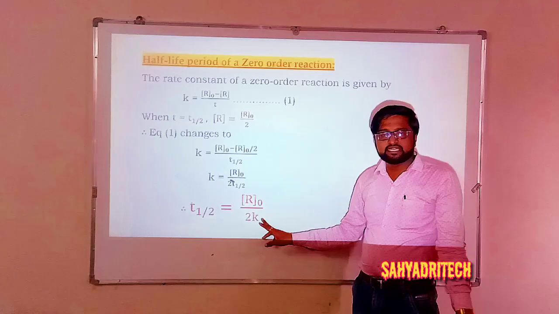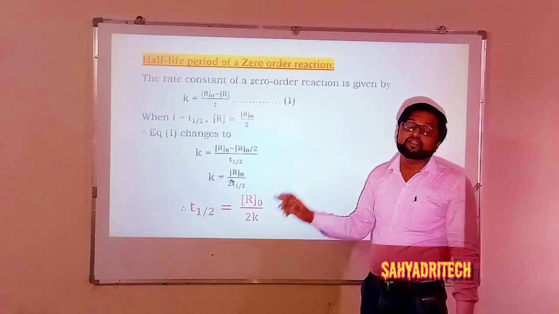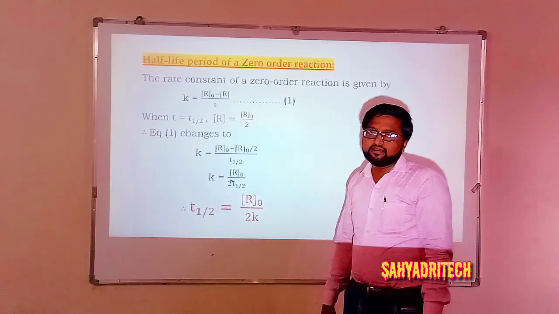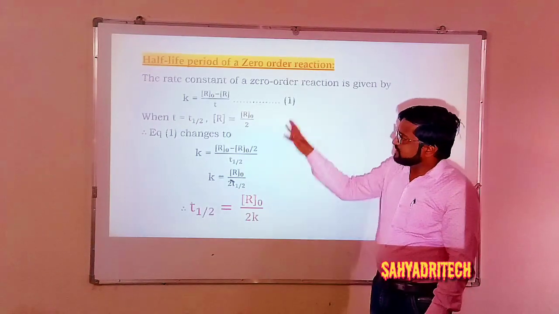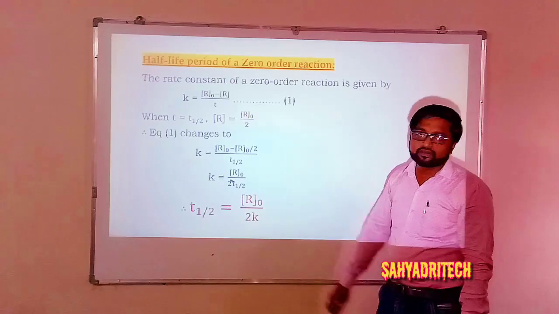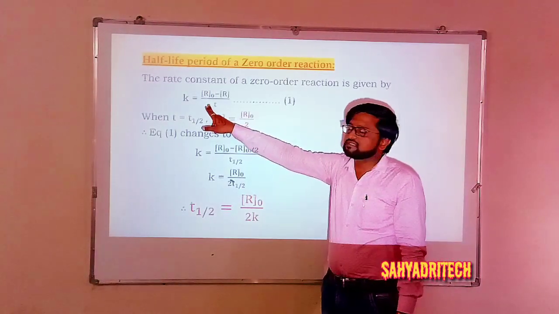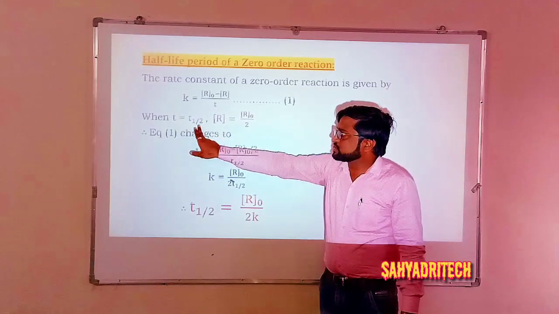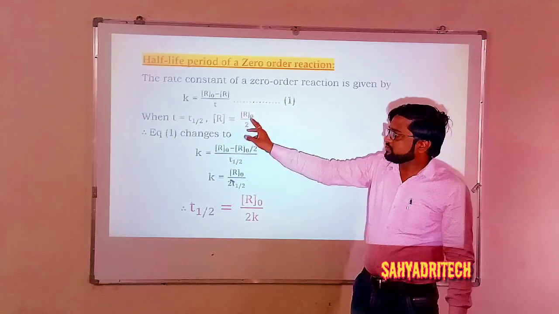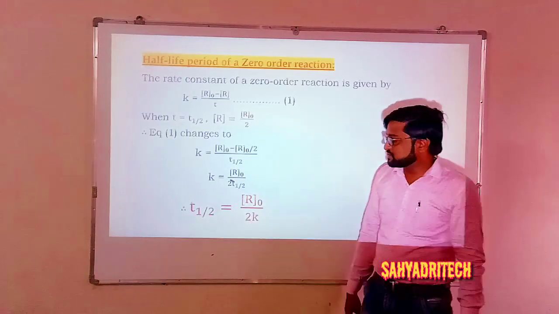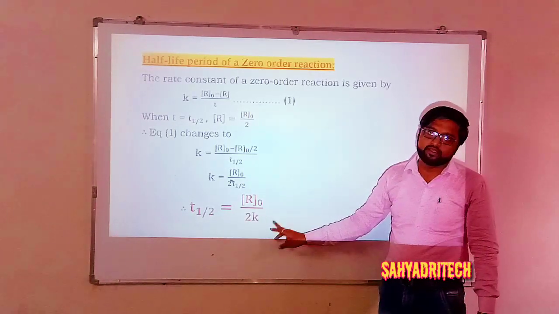So, as I said, the significance of the half-life period is that one can specify the speed or rate of a reaction. This is the derivation for the half-life period of a zero order reaction. How did we derive it? We considered the integrated rate equation. Then when t = t half, R becomes R0 by 2. We substituted those values and simplified, so we got t half = R0 divided by 2K.